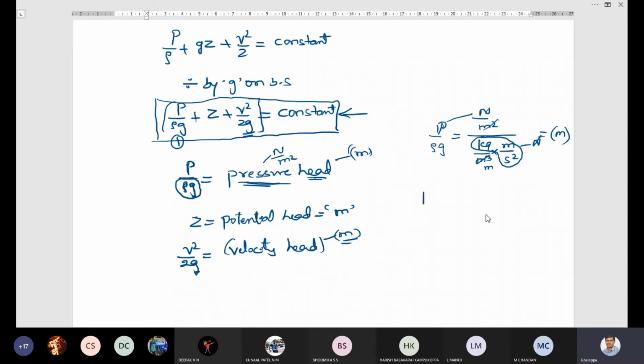So some books also write P by rho g plus V square by 2g plus Z is equal to some constant value, that E, means total energy at a particular point in a pipe where the fluid is flowing. Understood? So we need to calculate the total energy E at a point, means it should be the sum of pressure head, velocity head, and potential head. Okay. So this is Bernoulli's equation.